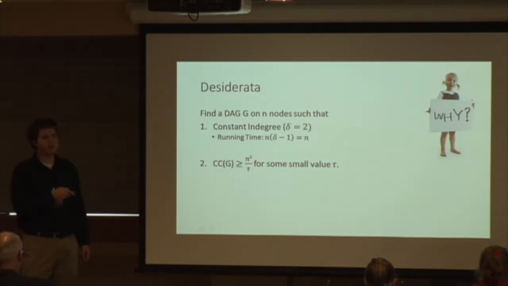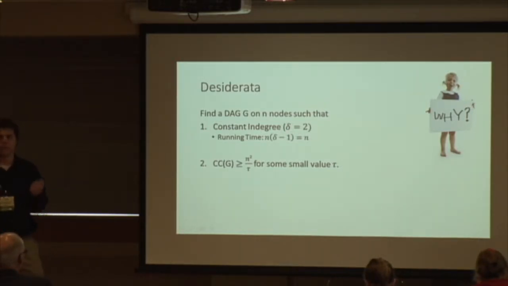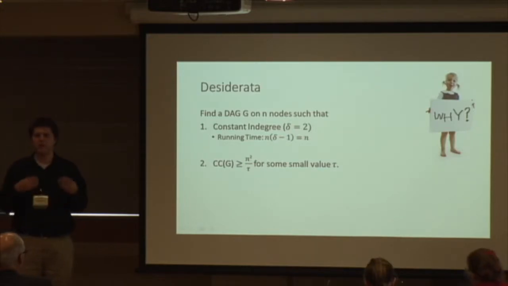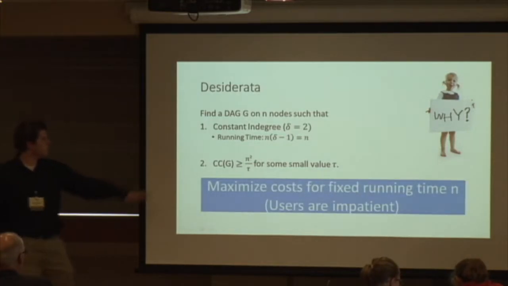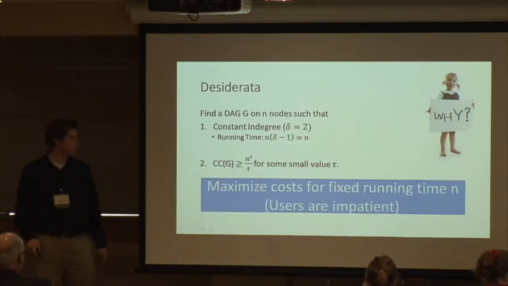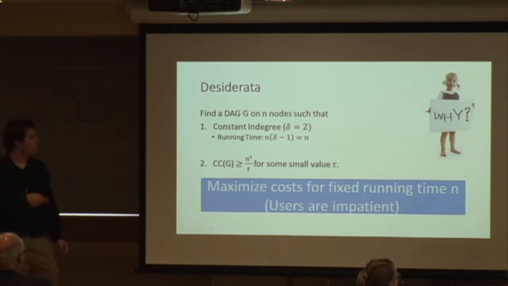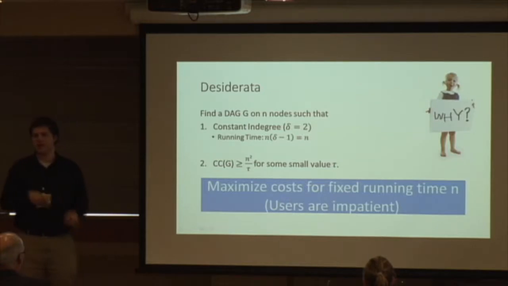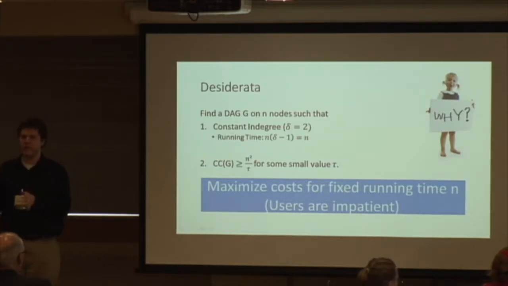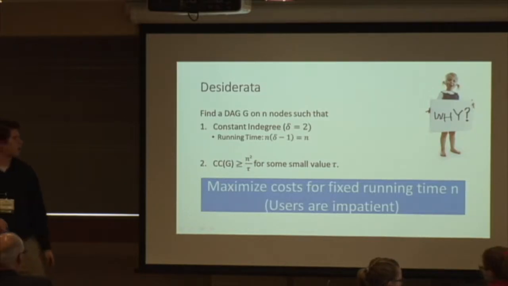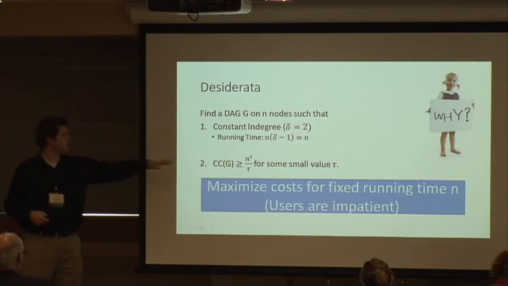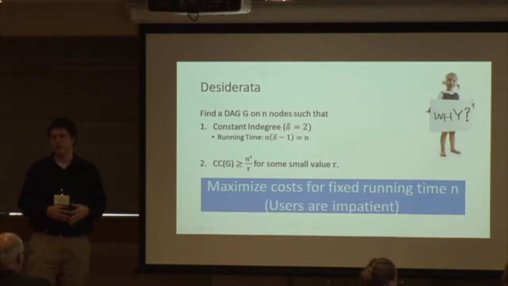So we want the property that this graph has small in-degree, so that we can actually compute this function quickly on a sequential computer. We also want the cumulative cost to be as large as possible, so that we can maximize an attacker's cost. We want this cost to be as large as n squared, because n is the user's running time. So within a fixed running time, we want to maximize costs for the attacker. The best we can hope for is quadratic cost. So if you run for 1 second, the best you can hope for is costs that scale quadratically in the number of steps.